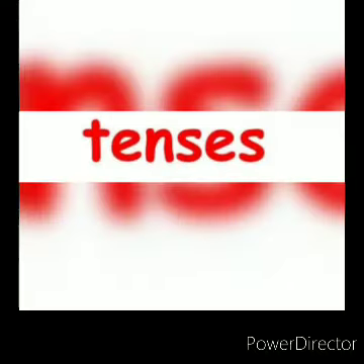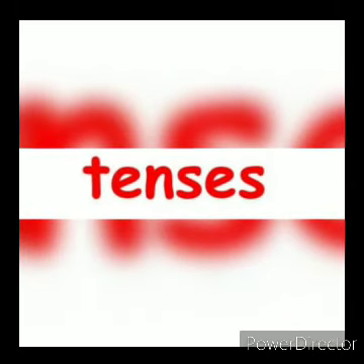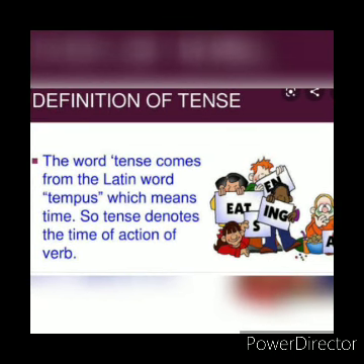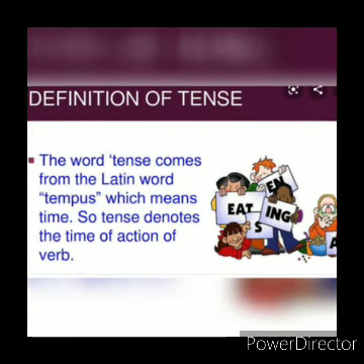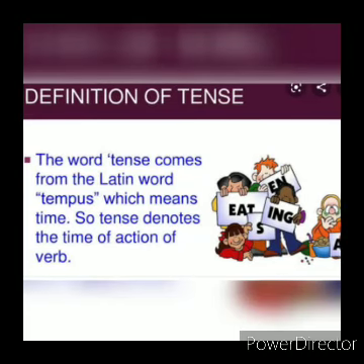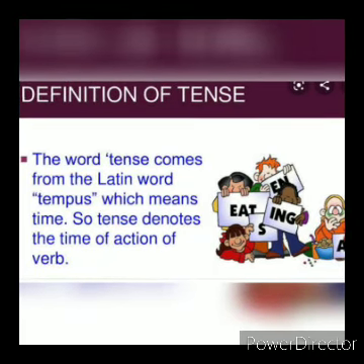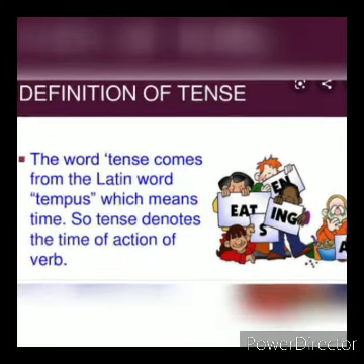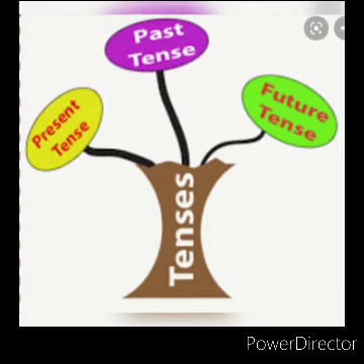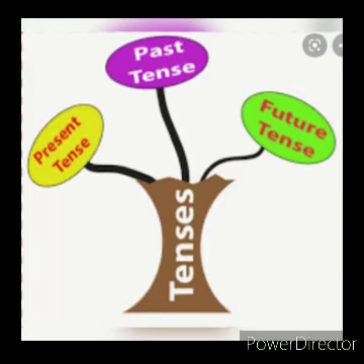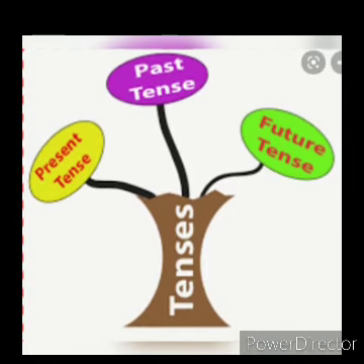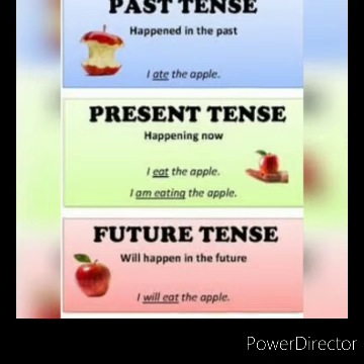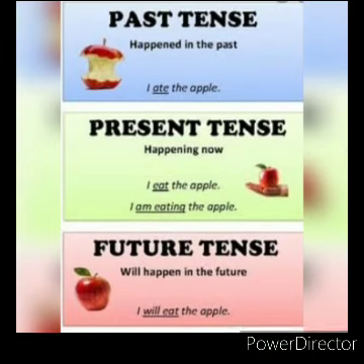Now let's see about the tenses. The word tense comes from the Latin word tempus, which means time. So tense denotes the time of an action of a verb. There are three main tenses. They are present tense, past tense, and future tense. Past tense refers to the action that has happened in the past.